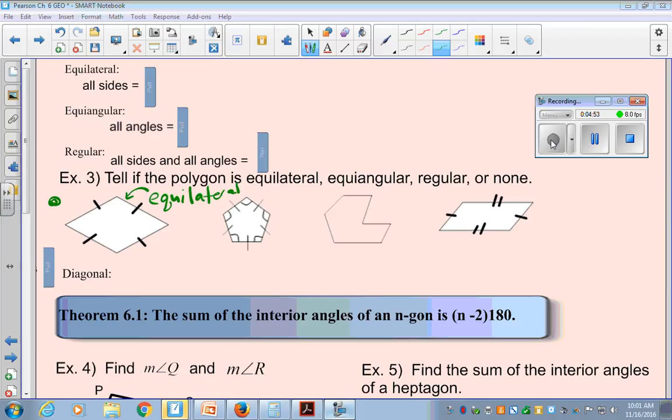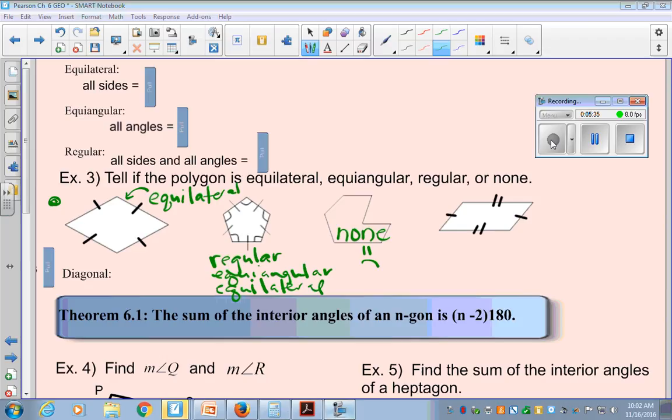All right, our second figure, we have congruent marks on all of our sides and congruent marks on all of our angles. So this guy gets to be regular. I guess technically he is also equiangular and equilateral. The third figure, it is neither equilateral nor equiangular, so he gets to be none, sadly. He wants to be a part of it, oh, poor guy.